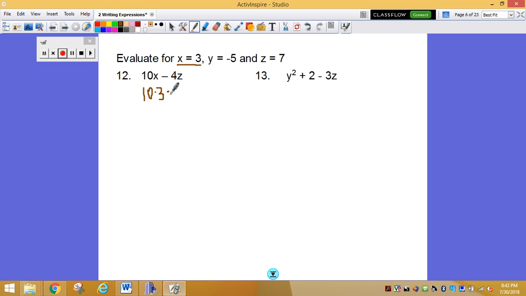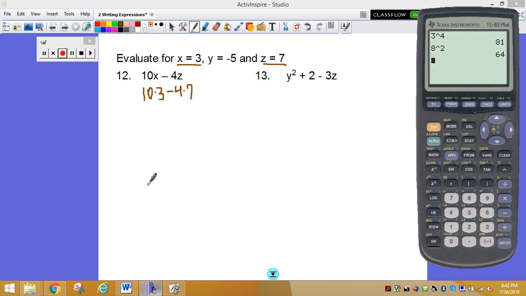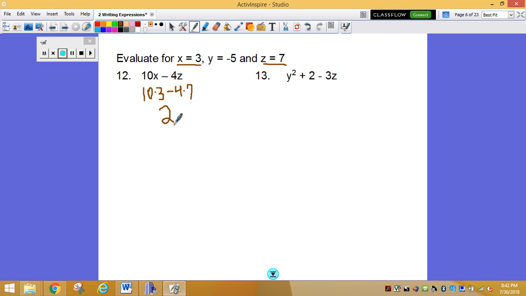Then I'm going to bring down my minus. I'm going to bring down my 4. Again, if they're right beside each other, that means multiply. And Z, but I know what Z is. Z is 7. So we're just going to type this in our calculator. 10 times 3 minus 4 times 7. Type it all in at once and you won't get it wrong. And your answer is 2.